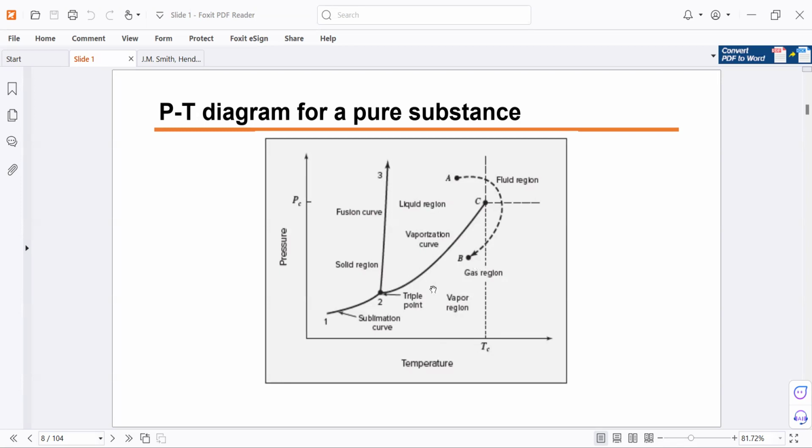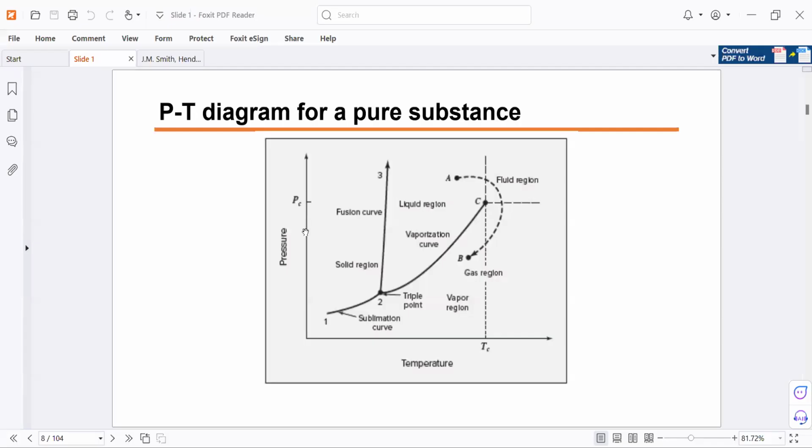So the vapor can be condensed to a liquid by increasing the pressure, or by decreasing the temperature at constant pressure. On the other hand, on the right-hand side of the critical temperature, still in the gas region, we call that a supercritical fluid. An example of a supercritical fluid is atmospheric air.